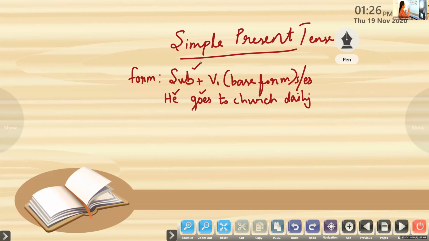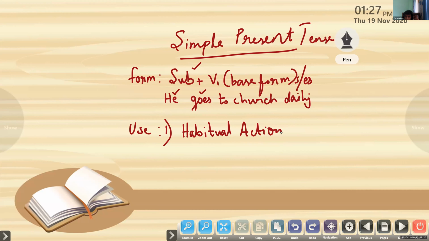Okay. Now, what is the use? When do we use the simple present tense? In two places mainly. Have a look. We have to speak about our routine or habitual action. What do you mean by habitual action? Can you tell? Habitual action. Tell me. Always doing that. Yes, very good. The routine work. The work or the action which you do daily. There is no change.